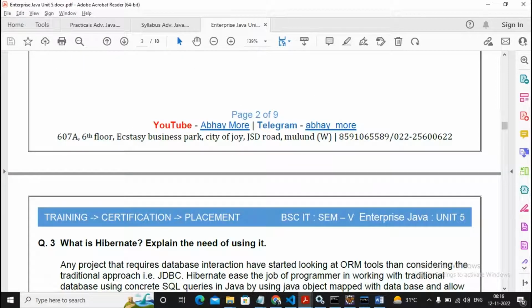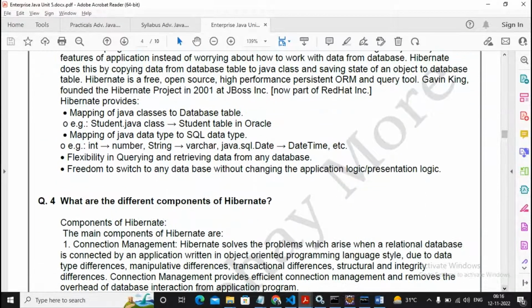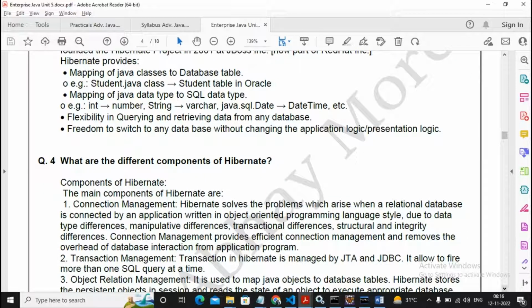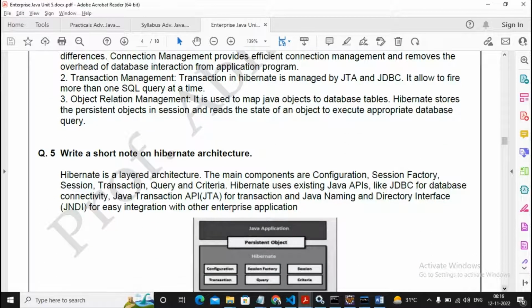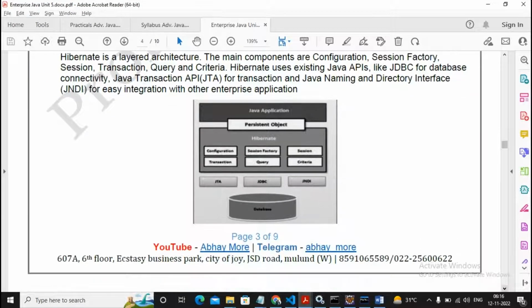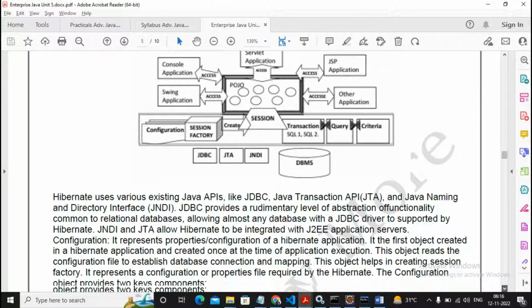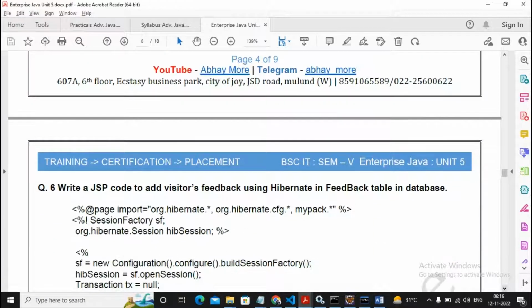Let's move ahead. What is Hibernate? Explain the need of using it. You need to prepare for this answer because it is important for you. What are the different components of Hibernate? These two, three questions you can prepare together, and depending on the question asked in your question paper, you will decide what content to add. Write a short note on Hibernate architecture. So question number 3, question number 4 and question number 5, these three questions need to be prepared by you together as a single question, and then you can just add up the contents in your answer as per the requirement.